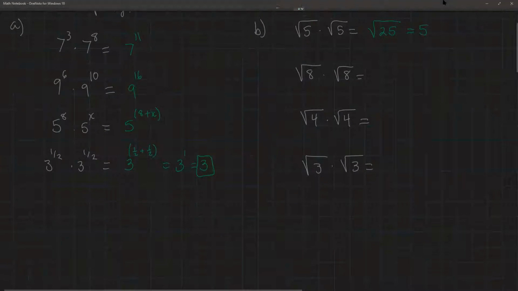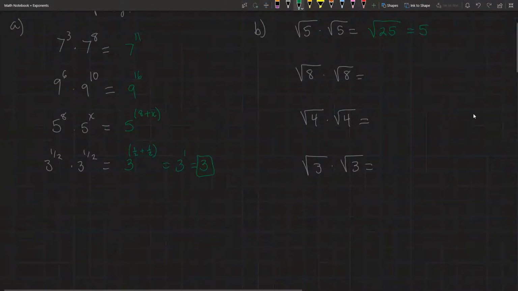So to skip this work, what do we know the square root of 8 times the square root of 8 simplifies to? This is just going to be an 8. And what is the square root of 4 times the square root of 4? That's just 4. We should know that, right? And what is the square root of 3 times the square root of 3? It's 3. So that's the idea. That's pretty cool, and again, this is going to be powerful for what we're doing.